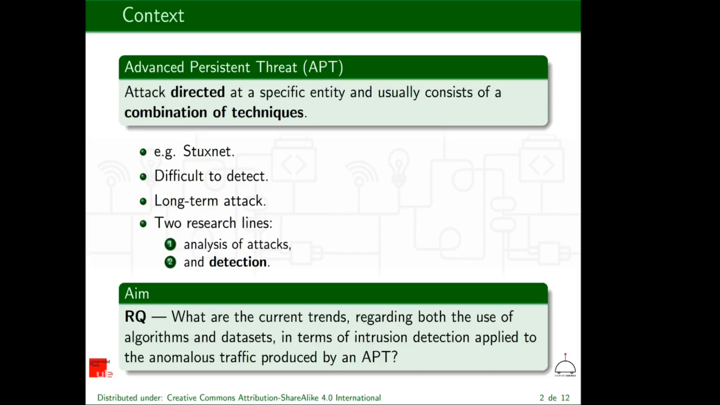APTs also use unique attack signatures that make detection difficult, and the associated traffic uses concealment mechanisms such as encryption or steganography. In addition, it is common that the infrastructure used to control the attack has not been used before in other attacks, which makes detection even more difficult.